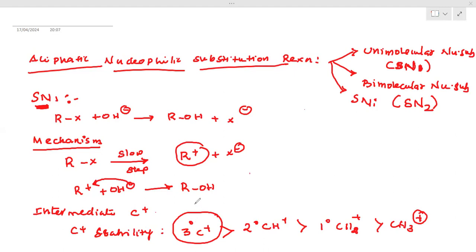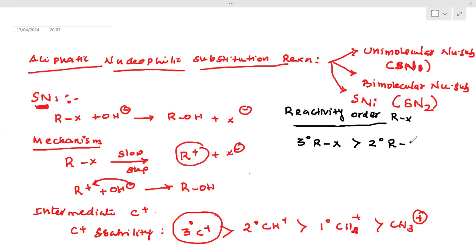If the tertiary carbocation is the most stable, then in the reactivity order of alkyl halides, which is very important, tertiary alkyl halide is the most preferable. Then secondary alkyl halide, then primary alkyl halide, then methyl halide. Note this down.